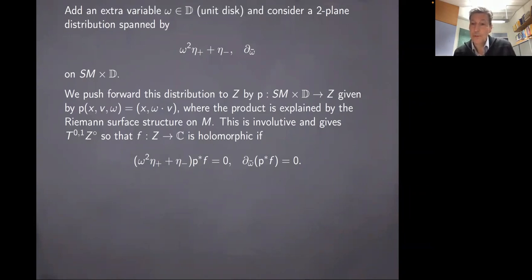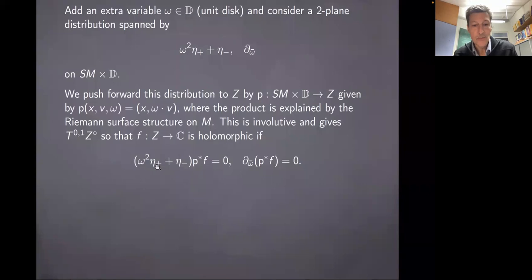And once you push it forward to Z, this essentially gives you the 0-1 tangent bundle. And now you think of a function being a holomorphic function when you pull it back to SM cross T, being killed by these two vector fields. And that's essentially this transport twistor space.